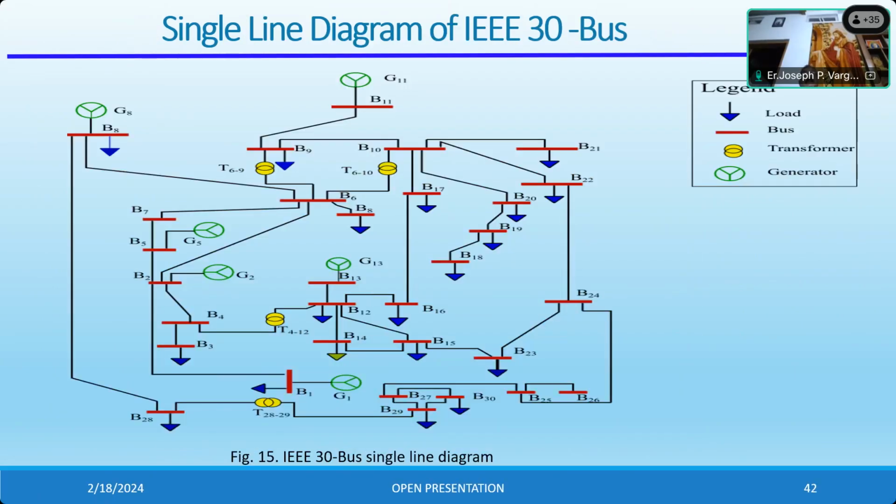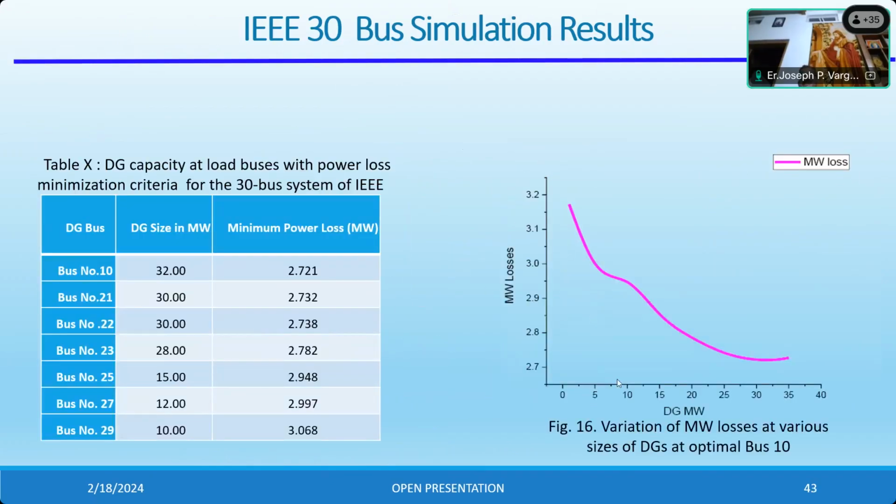This is the other system we have used, the 30 bus system. In this 30 bus system also we have conducted the same study, and we are getting the same result. When we increase the DG values, the megawatt losses are decreasing, and we are getting the optimal value. Here the optimal value is bus number 10 and 32 megawatt. The loss is minimum, 2.721, and it is declared that bus number 10 and 32 megawatt are the optimal values.